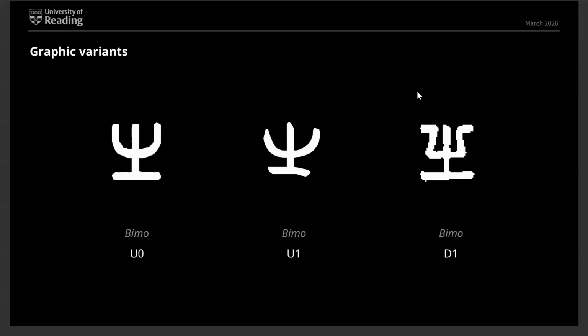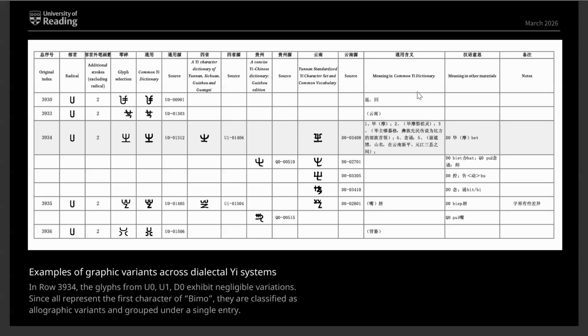This is an example of graphic variants. The form for the same character from U0, U1, and D0 show only minor visual differences. They all represent the same character, so they are treated as orthographic variants and grouped under a single entry. As you can see in those 3,934, here, next slide. Three graphic variants are grouped into the same row.